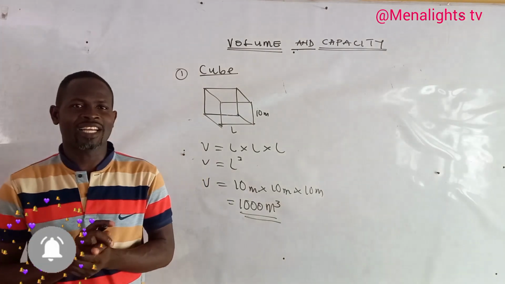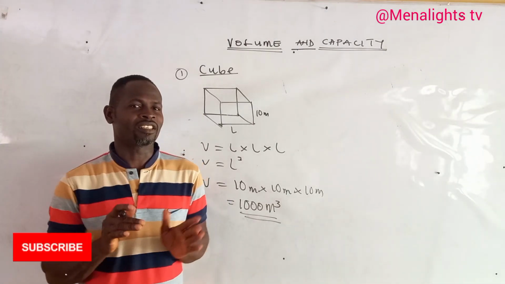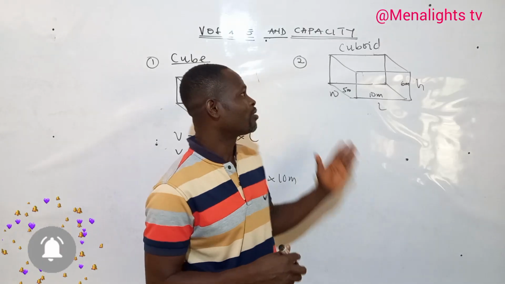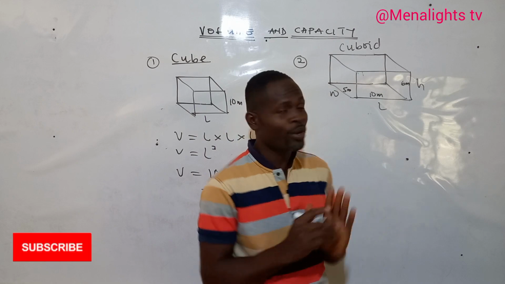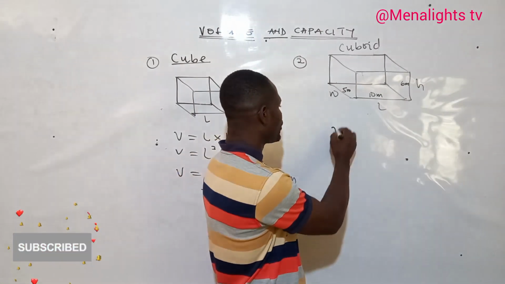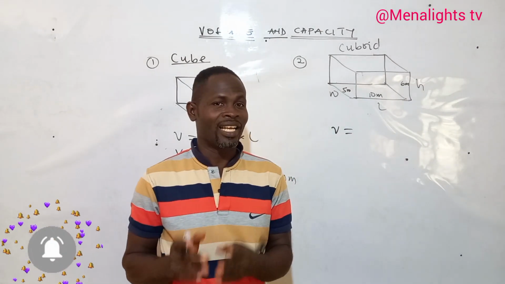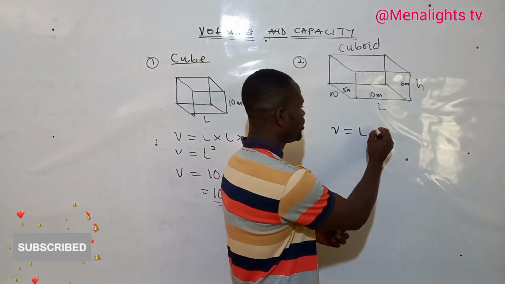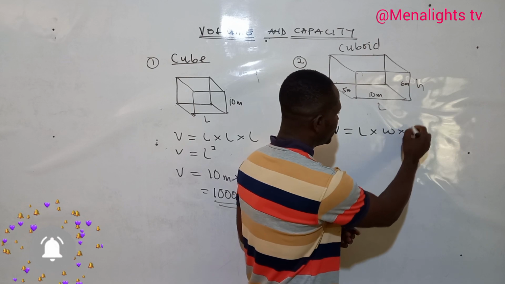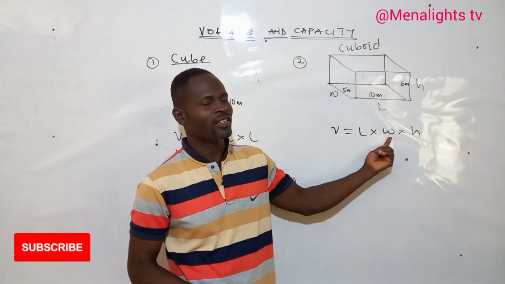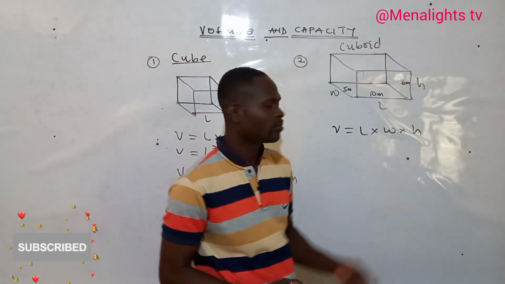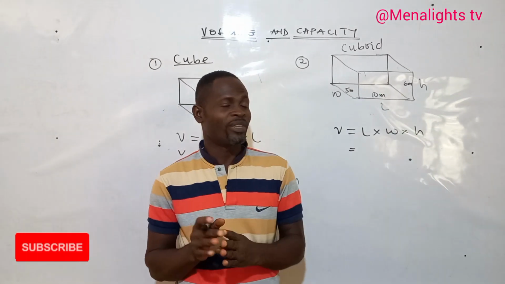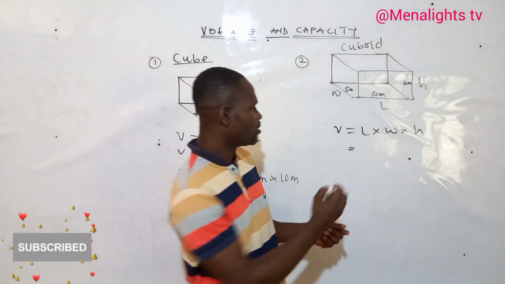We look at the second object, which is the cuboid, and see how we can find the volume of the cuboid. To find the volume of a cuboid, we need to multiply the length times the width times the height. So the volume is the length times the width times the height. Here, our length is 10 meters, the height is 6 meters, and the width is 5 meters.